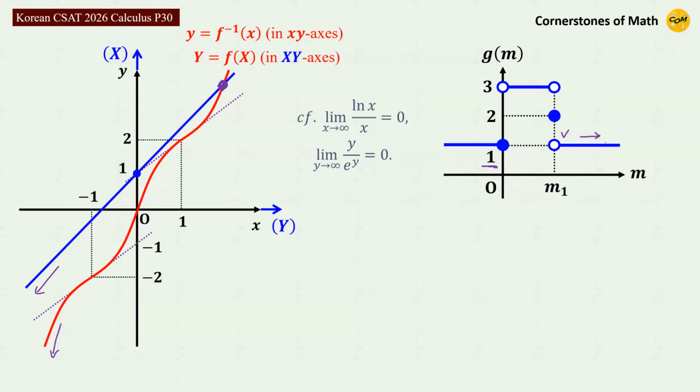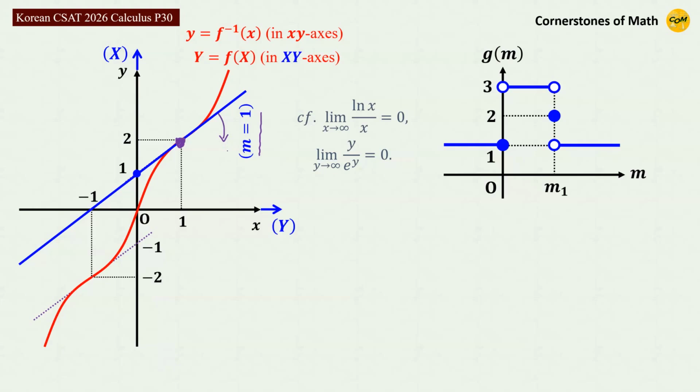keeps increasing. Now, some of you may wonder what would happen in this special case, where the line passes through the point (1, 2), which is the inflection point of the curve, by the way. This is the case of m equals 1. But you can easily notice that the number of intersection points stays at 1 and doesn't change when the line rotates through this case. So the value of g of m does not change around m equals 1. So now we have obtained the entire graph of g of m.